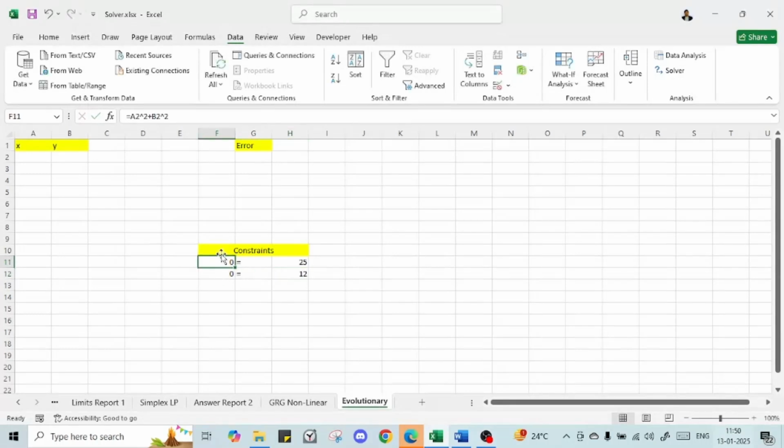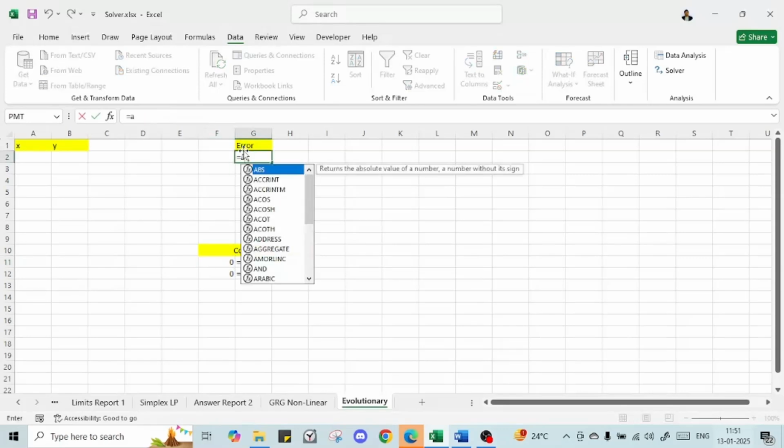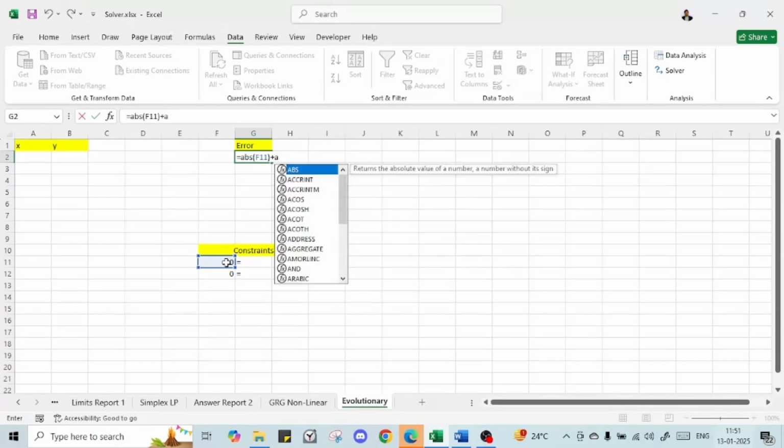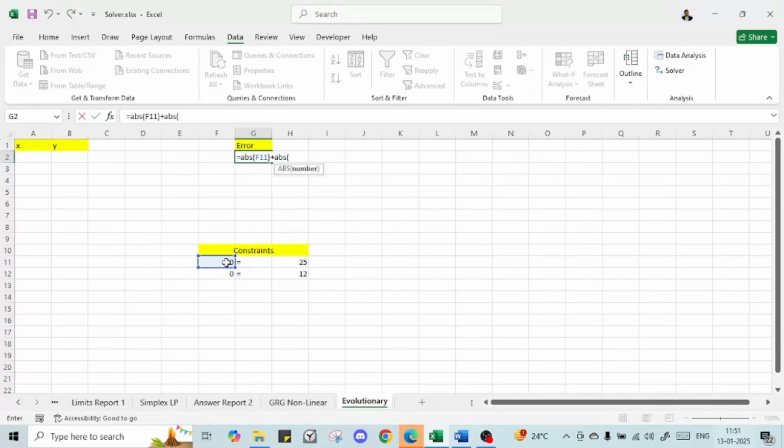Here we have to minimize the error. So let's make it real. As it is a minimization of an error function, we find the absolute value of the first constraint plus the absolute value of the second constraint. And now we are here to minimize the error.